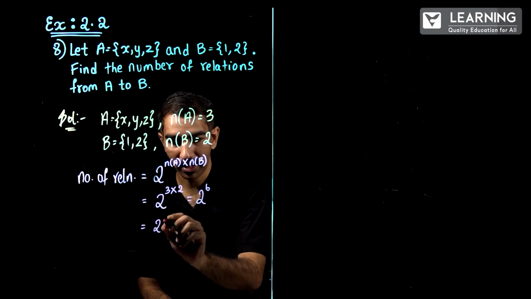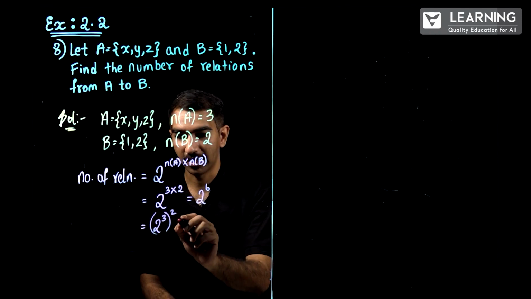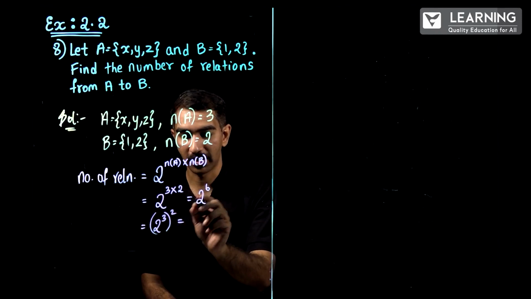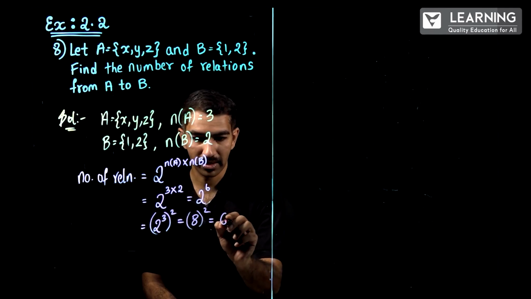What is 2 to the power of 6? So 2 cube we know, right? How much is 2 cube? 2 cube the whole square we can write, correct? So 3 into 2 is again 6 only. So 2 cube is nothing but 8. 8 the whole square is equal to 64.